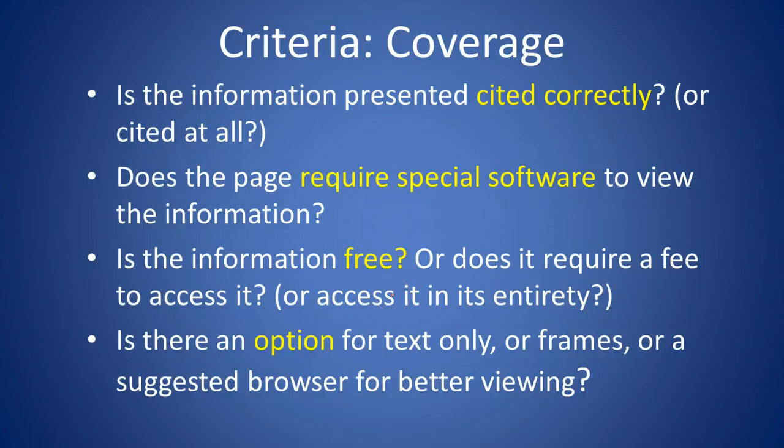And the final criteria category for evaluating websites is coverage. And this requires sometimes the most critical eye of all. So let's talk about each of these 4 bullets in order. First and foremost, are there citations? Are there citations at all? And if there are, are they active links where you can click on them and go and see the sources that these authors used to promote their ideas and information?